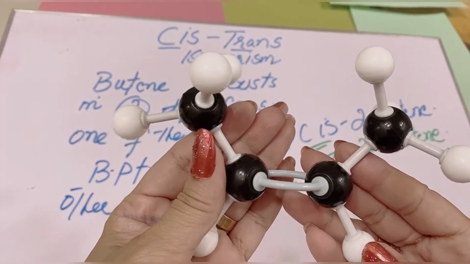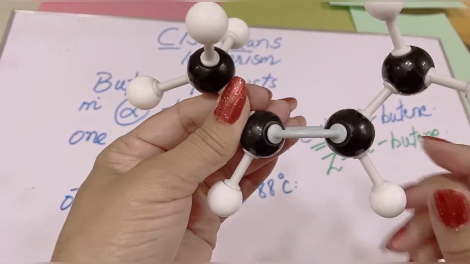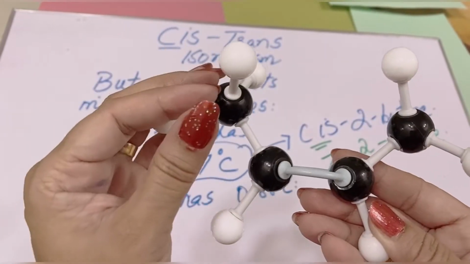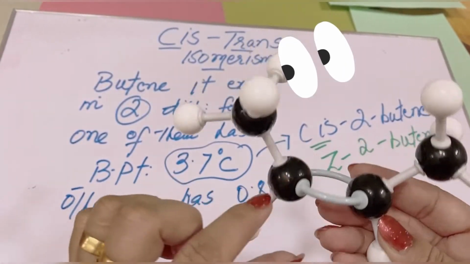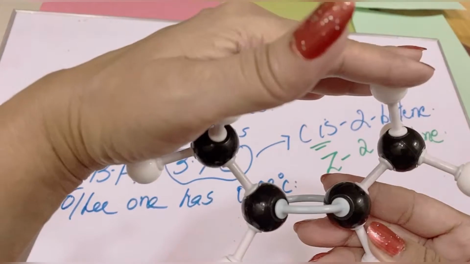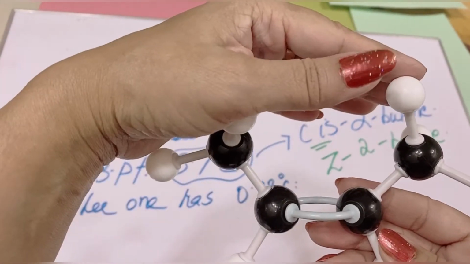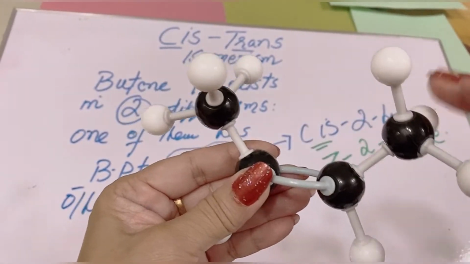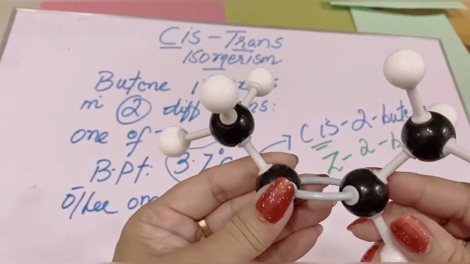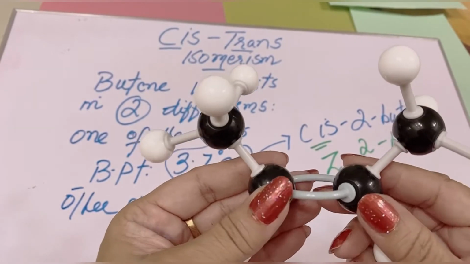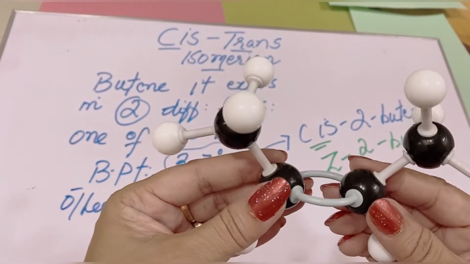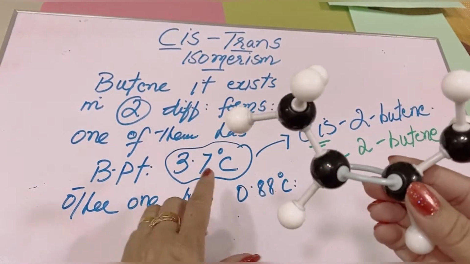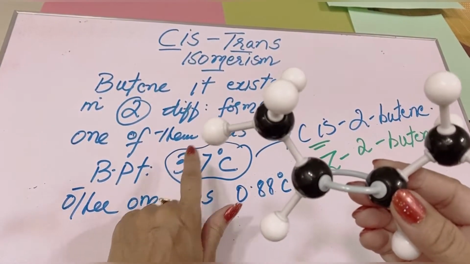Now one thing to note is that both the hydrogen atoms are on one side, and the 2 methyl groups are on the same side of the double bond, right? They are on this side, so they are not on the opposite side. They are on the same side of the double bond, right? So that's why it's called cis-2-butene or Z-2-butene, and it has got a greater boiling point.